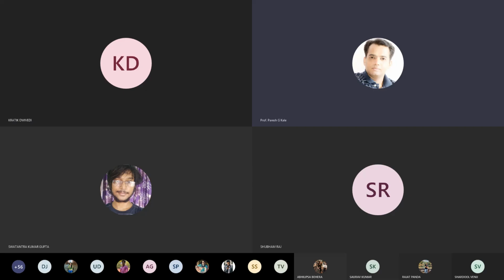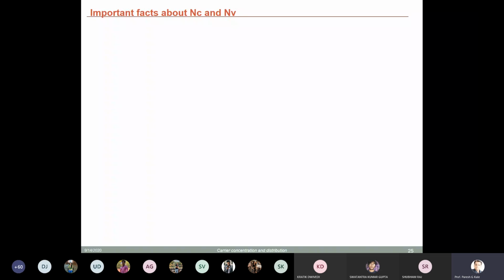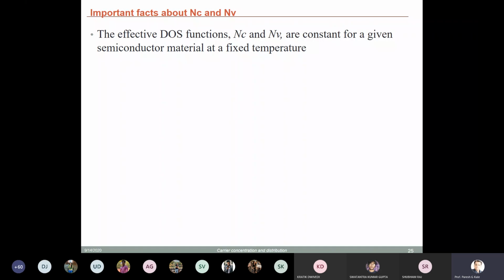Integration, and we found equations for N0 and P0, but these expressions are now in terms of NC or NV and in terms of EF, because we need to find out where the Fermi level would be with respect to the valence or the conduction band. So we have got both the expressions for N0 and P0.